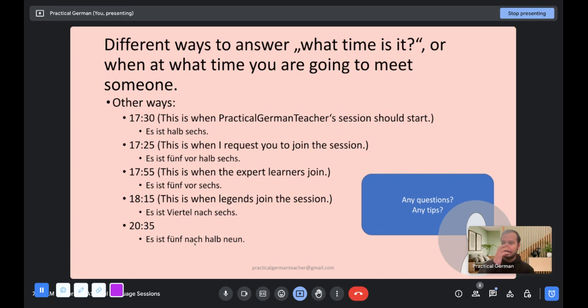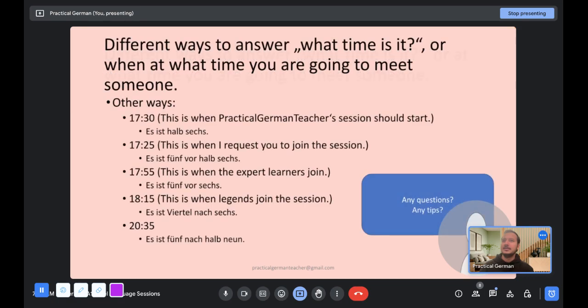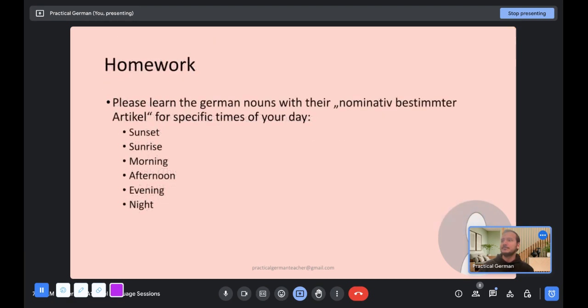So this is halb fünf, nach halb neun. There can be other ways to say it. These are the ways that I know, that I actually implement in my real life. But there can be other ways, but these are the ways I know. For the exam, please stick to this way. Okay, that's all.